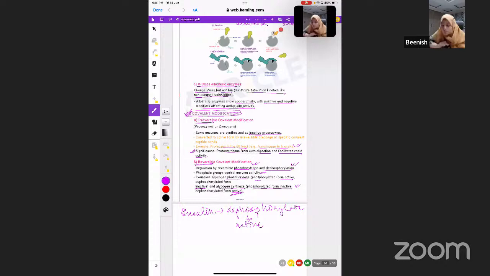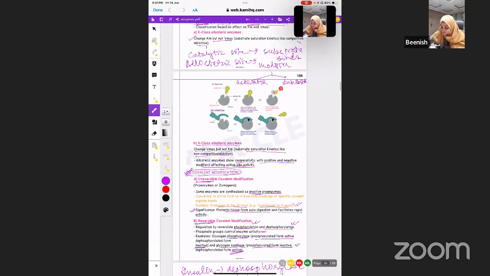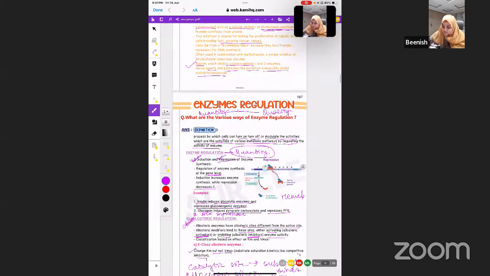So all those enzymes which are under the effect of insulin, they are going to be active in their dephosphorylated state. And your glucagon, it is going to phosphorylate enzymes and then make them active. So all the enzymes under the influence of glucagon, they are going to be active when they are phosphorylated. So with this, we come to the end of regulation of enzymes.